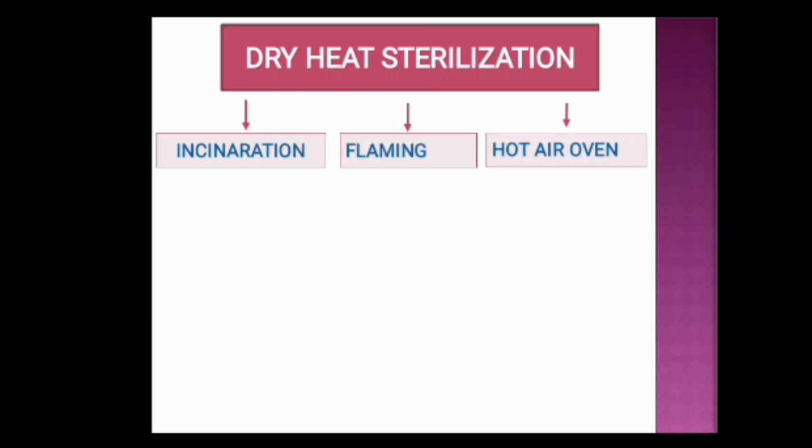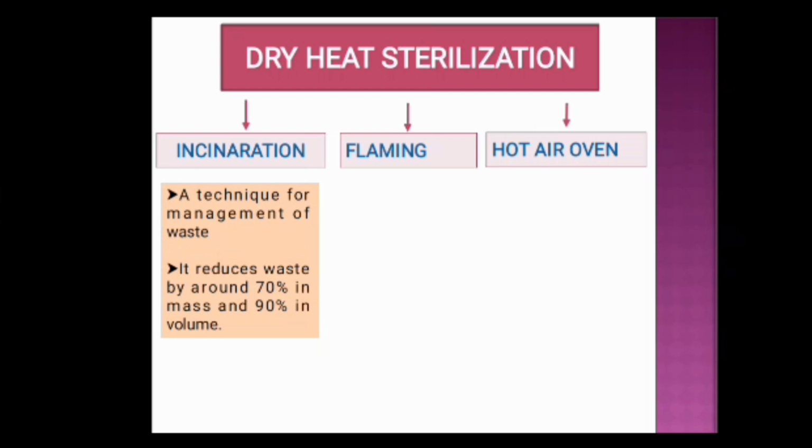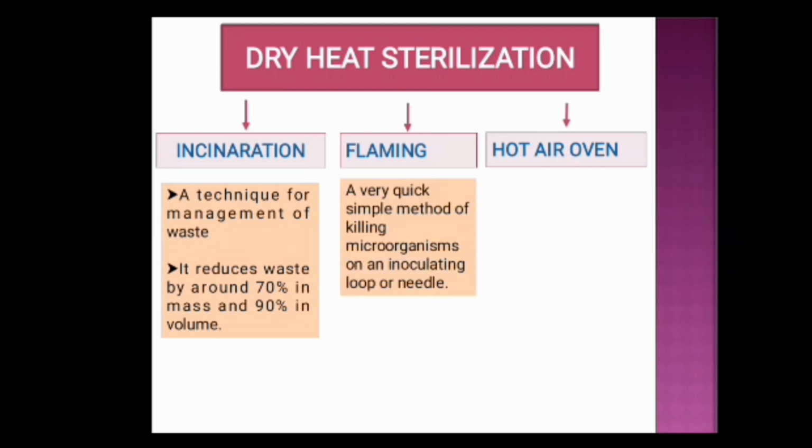And this dry heat sterilization mainly includes, first is incineration, second one is the flaming, and the third one is the hot air oven. This incineration is the technique for management of the waste. This incineration procedure is generally used in hospital. This procedure reduces the waste by around 70% in mass and 90% in volume. Whereas flaming is a very quick simple method of killing microorganisms on an inoculating loop or needle.